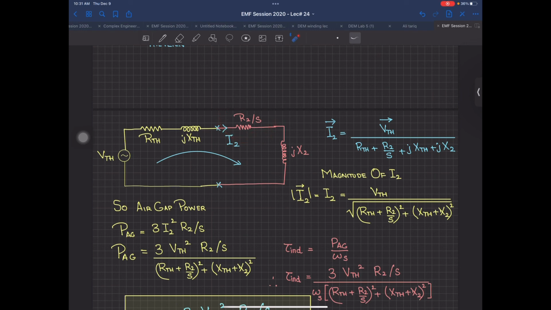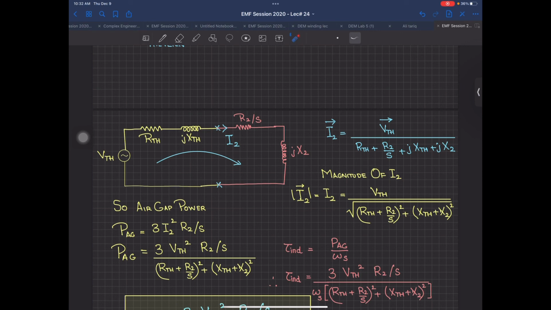R2 by S. There is one theorem coming from there: the Thevenin impedance and the load impedance should be equal. And that is called one formula or one proof coming from CAD1. It has a name. Anyone from here?